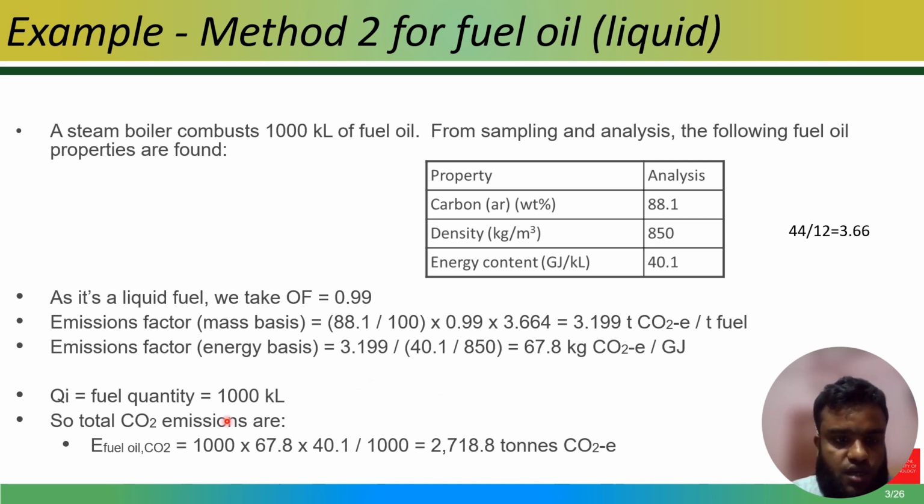Now we have 1000 kiloliters of fuel altogether, and our emission factor. We have calculated this emission factor here, but if it is given, for example, if we found it on the NGER website or in their database, then you don't need to calculate it. Now the amount of emission from burning 1000 kiloliters of fuel, we can just use that formula: Q_i is the amount of fuel, 67.8 is our emission factor, 40.1 is our energy content, and of course divided by 1000, making it tons of CO2.